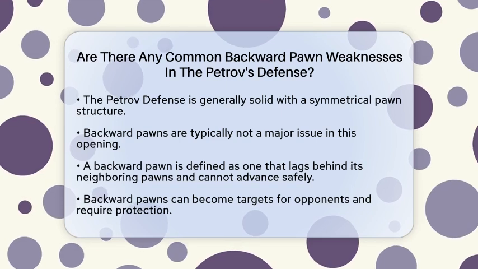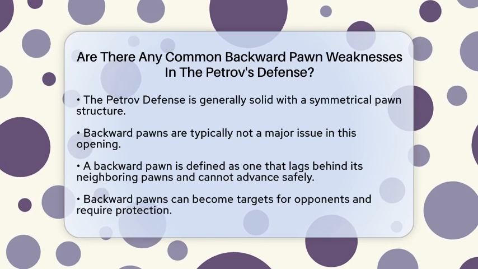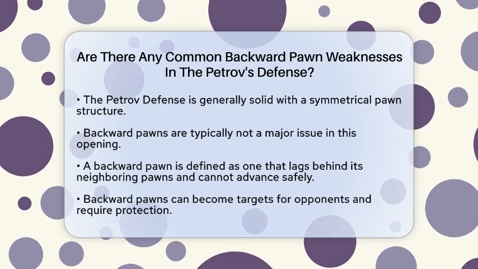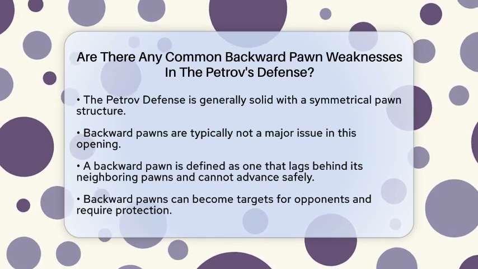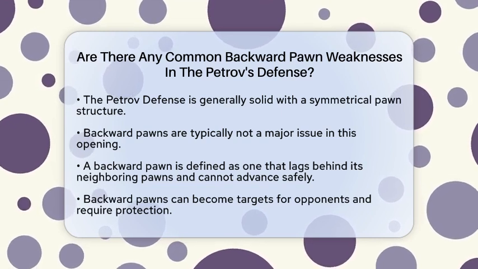In the Petrov defense, backward pawns are not usually a major concern. This opening is known for its solid and symmetrical pawn structure. Because of this, backward pawns tend to be minimized.